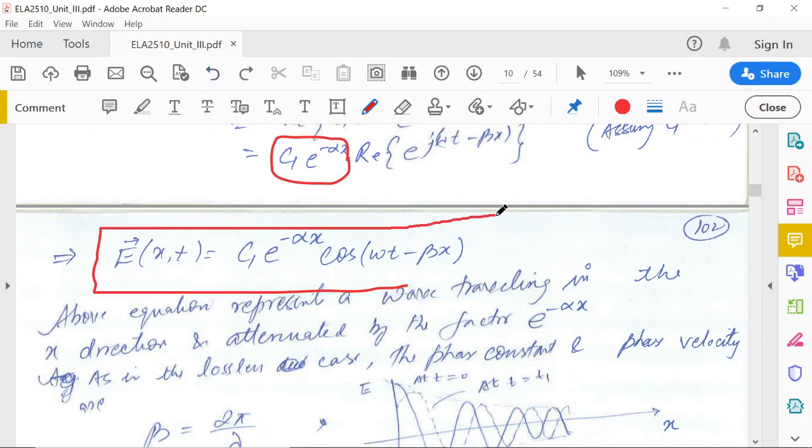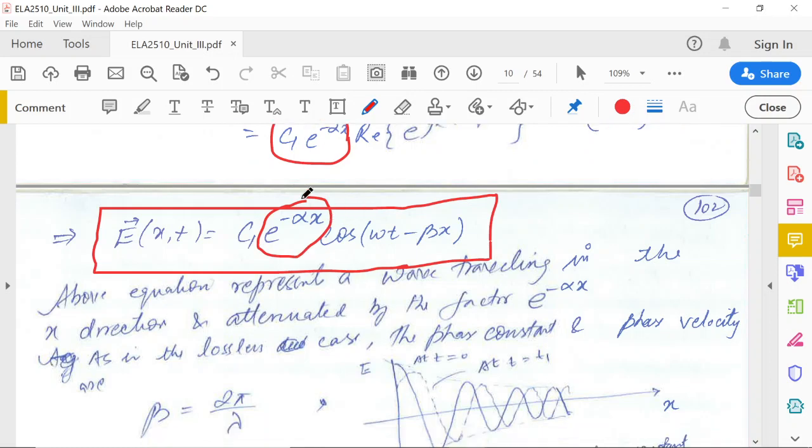in this fashion. So this is similar to the previous case when we solved for the lossless dielectric, only this new term has been added here. If it was absent, that is alpha is 0, then it will become the previous case, C1 cos omega t minus beta x. Now what is happening with this e to the minus alpha x? What is the effect of this factor?